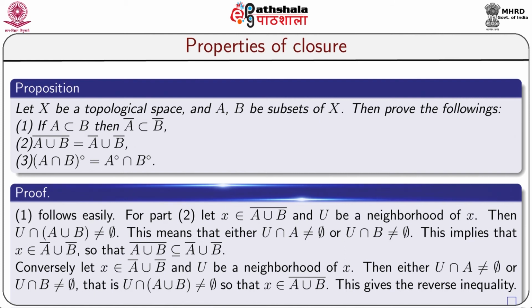So closure of A union closure of B is contained in closure of A union B. Conversely, let x belong to closure of A union closure of B and U be an open set containing x. Then either U meets A or U meets B. That is, U must meet the union of A and B. So x is a limit point of A union B. So this gives the reverse inclusion.